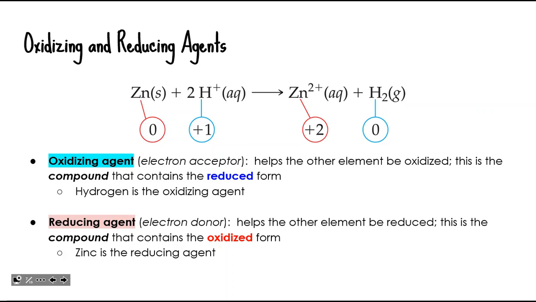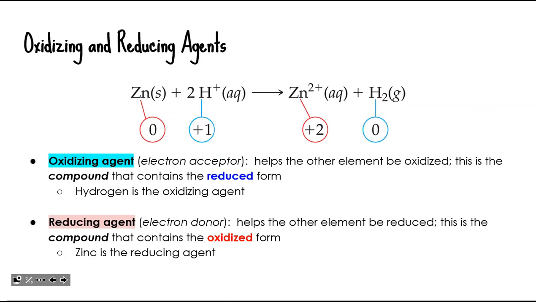The element being reduced is going to be found in one of the reactants. That reactant that has the element being reduced is the oxidizing agent. It is causing the oxidation of the other element. Opposite's true for reducing agent too. So the element that's being oxidized that gave away those electrons is now causing the reduction of the other element, and therefore it'd be the reducing agent, the electron donor, giving those electrons away. Helps the other element be reduced, this compound that contains the oxidized element in it.